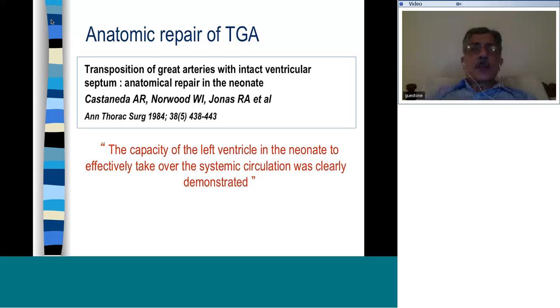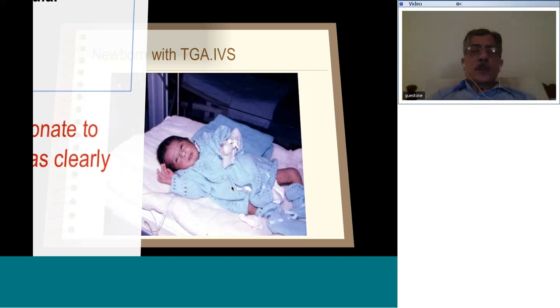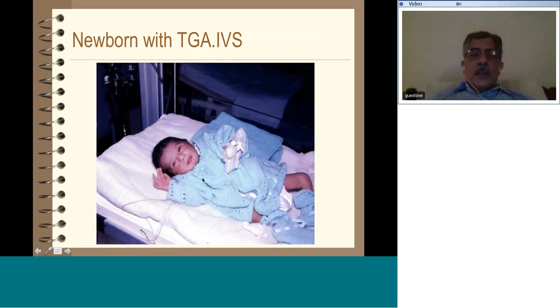So the capacity of the left ventricle in the neonate to effectively take over the systemic circulation was clearly demonstrated in their experience. From that point on, for a newborn with transposition and intact ventricular septum who presents like this, with significant cyanosis in the first few days, the ideal treatment today is an early arterial switch operation.